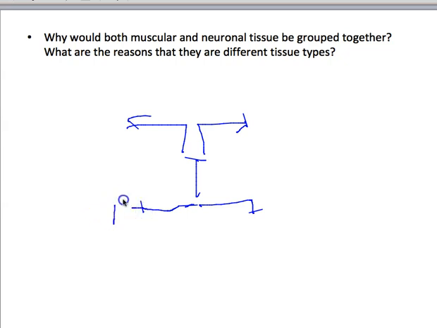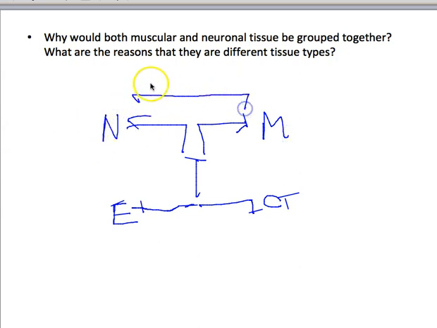So we'll put epithelia over here, connective tissue there, muscular tissue here, and nervous tissue here. And the reason why these guys are grouped together is, of course, they're excitable, right? Okay, so they're grouped together because they're excitable. Yay. Who cares? Well, you care.